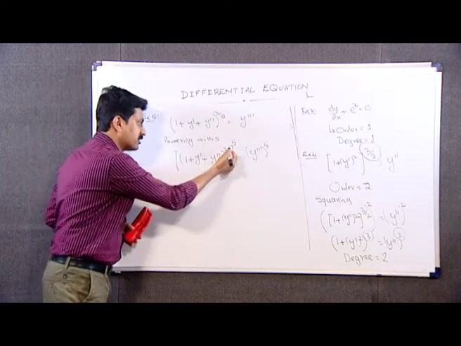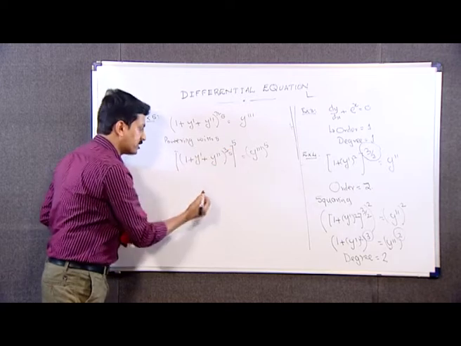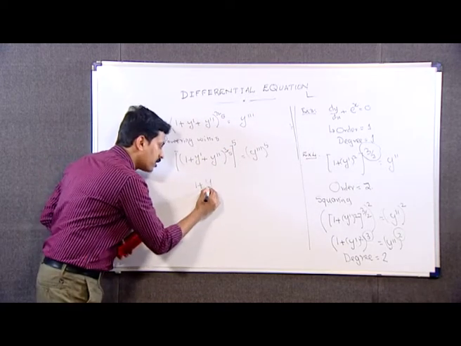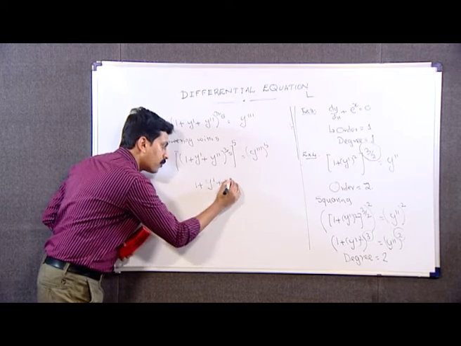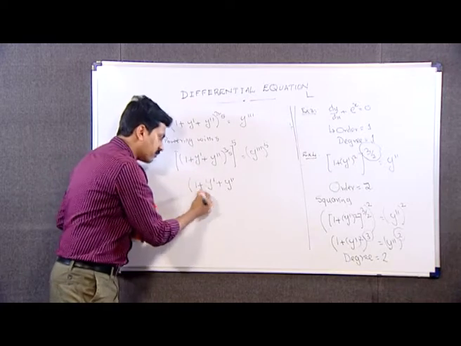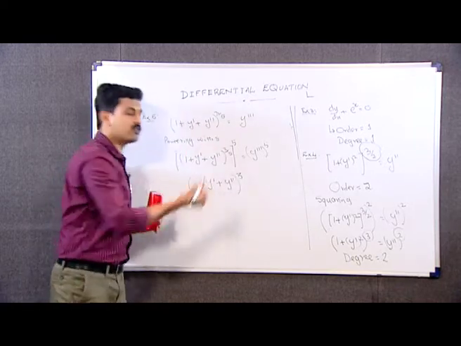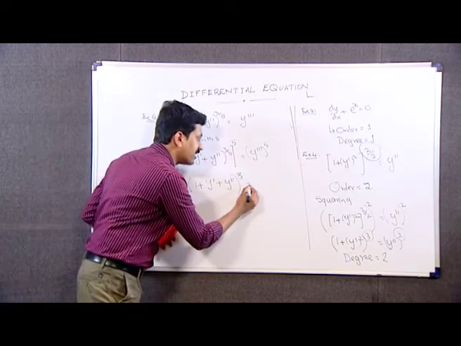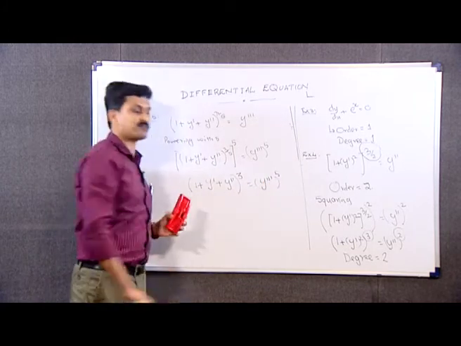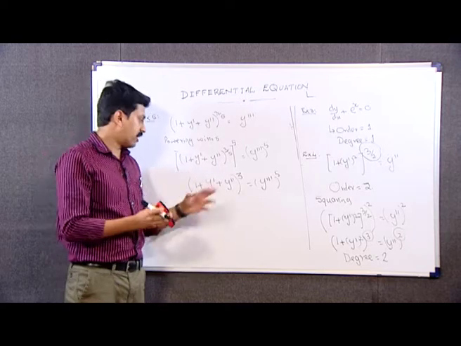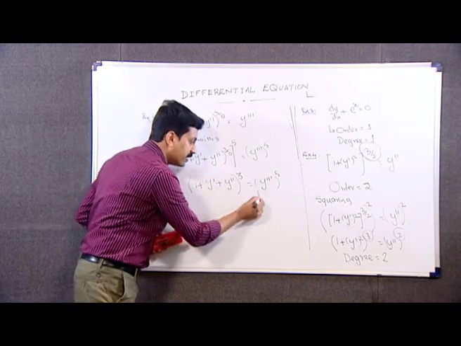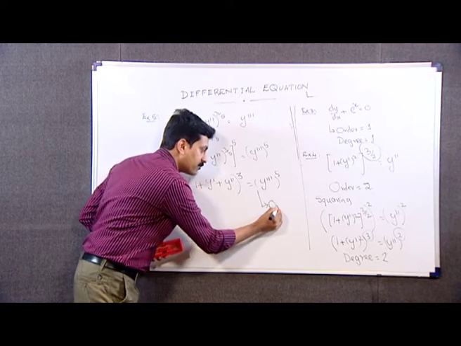What will happen? This is equal to 5 comes to here. Therefore, the left side changes to 1 plus y dash plus y double dash. Instead of 3 by 5, it will change into whole cube, and on the right side y triple dash whole raised to 5. See what will happen here: the maximum power, maximum order derivative is the y triple dash.